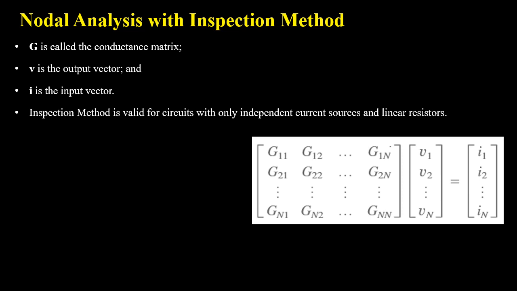Also note that here G is referred to as the conductance matrix, V is the output nodal voltage vector and I is the input current vector. Also note that nodal analysis by the inspection method is only applicable if the circuit has all linear resistors and independent current sources.